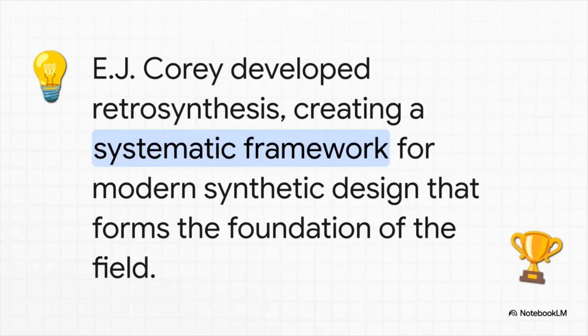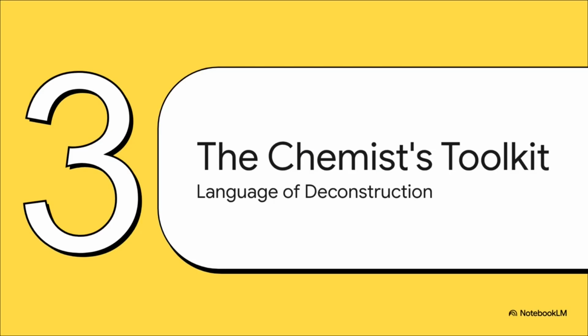Now, the person we really have to thank for turning this brilliant idea into a system is chemist E.J. Corey. See, he didn't just have the idea. He created a systematic, logical framework for it. He essentially wrote the universal cookbook that lets chemists everywhere think like that master chef and deconstruct any molecular dish they come across.